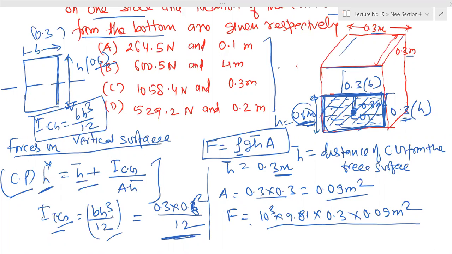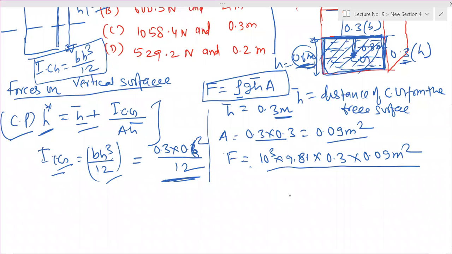Okay, so h star is, what is it? 0.5 meter is coming, very good. So this h star is 0.5 meter from the free surface. That is your h star.